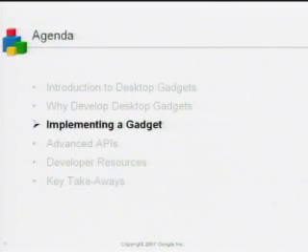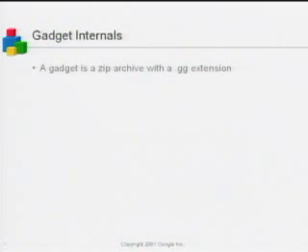Now, let me give you a quick tour and show you why implementing a gadget is really easy. So first thing you should know about a gadget is that it's a zip archive with a .gg extension. So if you really want to know what's inside another gadget, you just change its extension to zip, unzip it, and look at the files inside. But what files should you look at first?